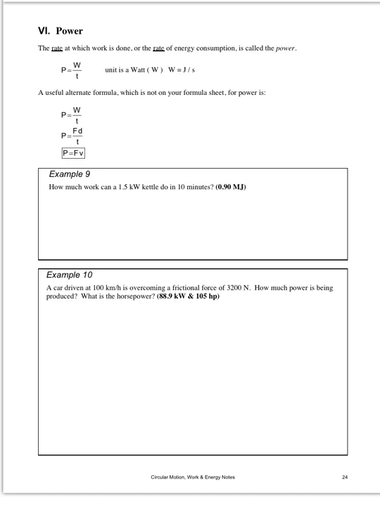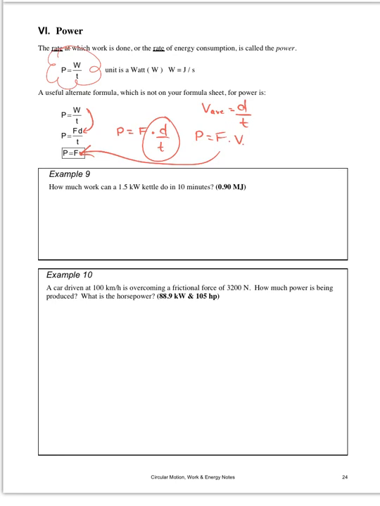Last page. The rate at which work is done, or the rate of energy consumption, is called power. So a useful alternate formula, which is not on your formula sheet, for power is that we start with power is equal to work over time. And we know that work is equal to force times distance. So we inputted force times distance here. Now, if you separate this, power is equal to force times distance over time. I know that distance over time is equal to the average velocity that something is traveling. So if I sub these out, I can get that P is equal to force times velocity, which is what they have here.